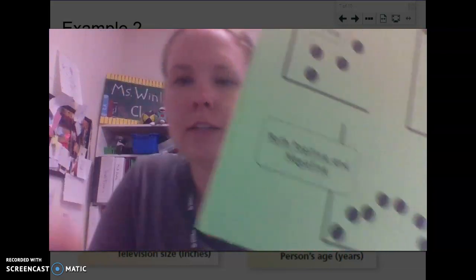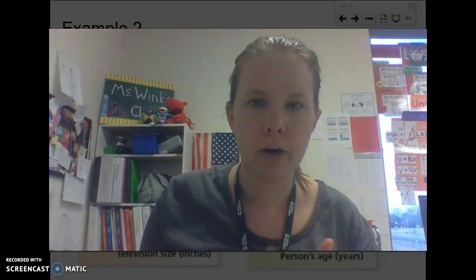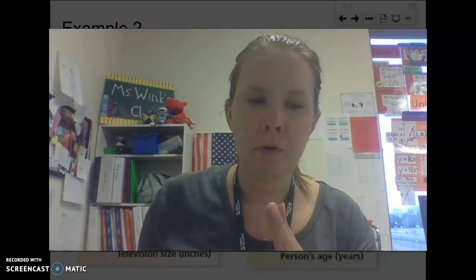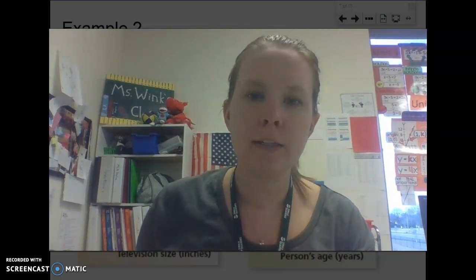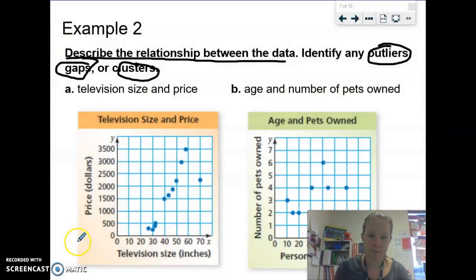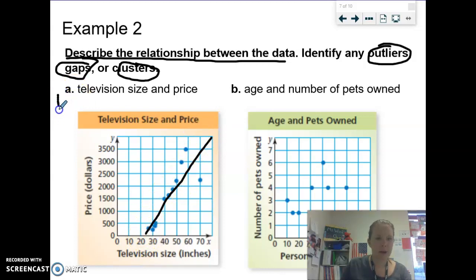So that's one thing. Let's take a look at the first one before we get any further. Let's look at whether they're positive, negative, or nothing. Looking at this first one, what I can tell is that it is positive because for the most part, if I was going to connect them, it's going left to right. So in this case, I would say positive.